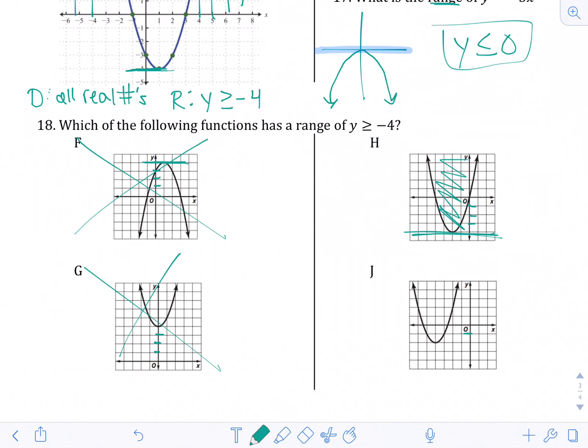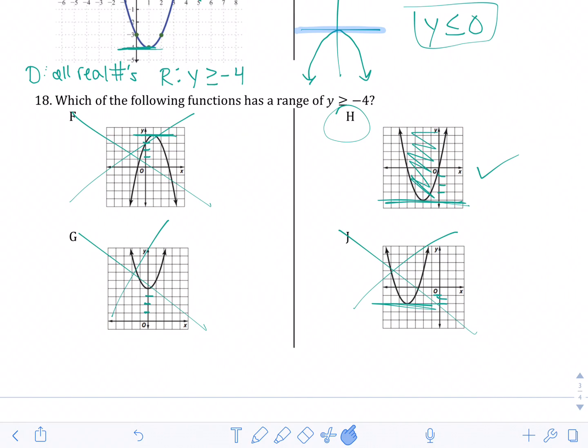All these values are greater than that negative 4. Here I'm at negative 1, negative 2. That's at negative 2. I need to be at negative 4. So H is my answer here. And that is it for your review.